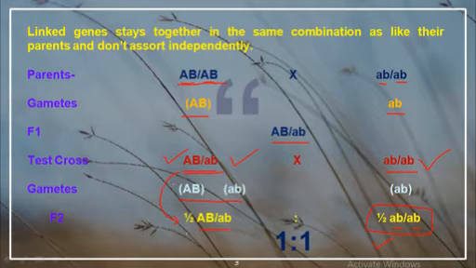So linked genes, as per our statement, stay together in the same combination as their parents and don't assort independently. They will not assort independently. So only two types of offspring have been formed, so they will give rise to the ratio 1:1.